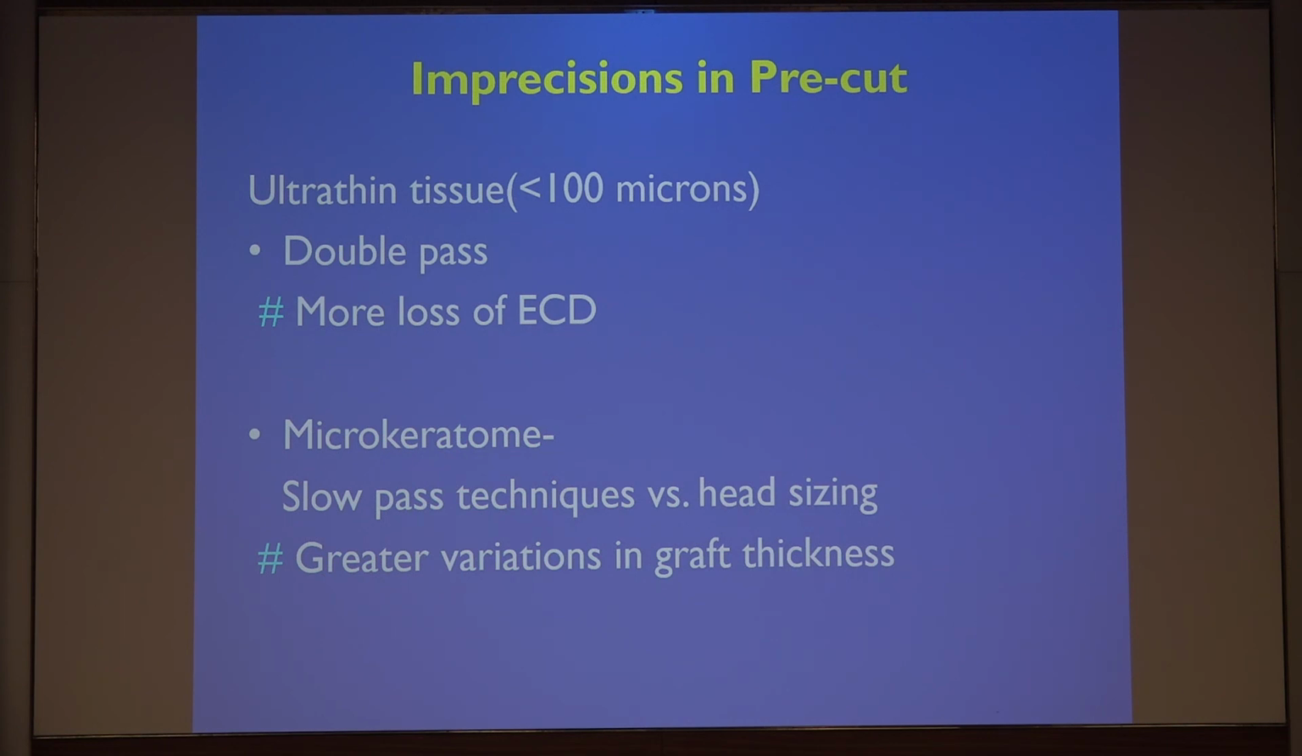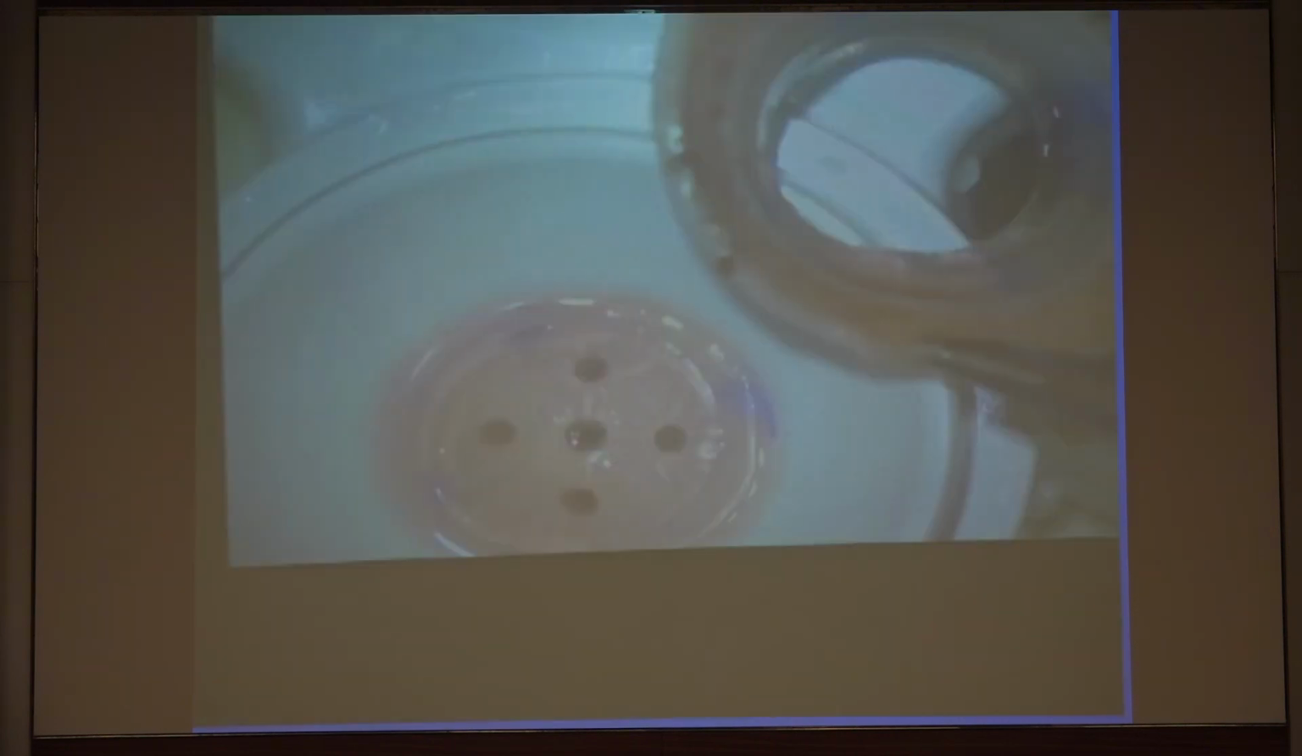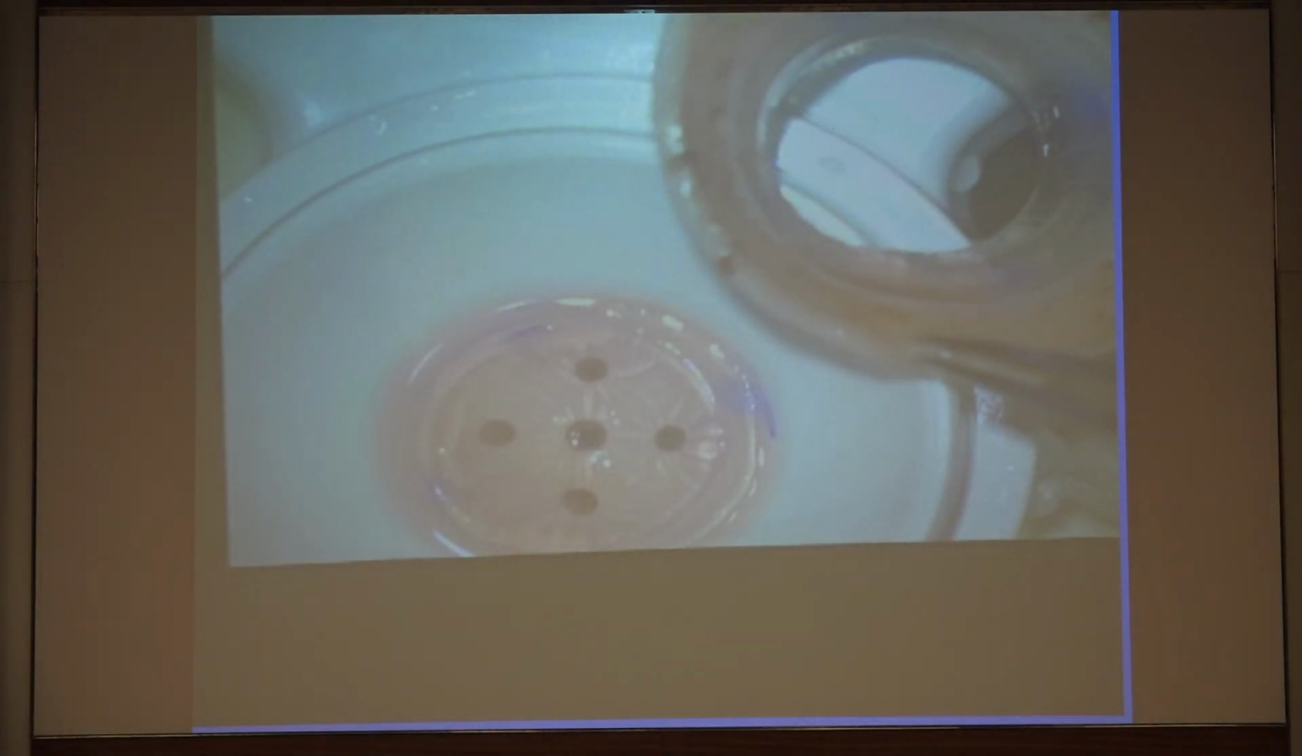With the microkeratome, the ultra thin can also be prepared by slow pass technique, if you run the motor in slow motion, versus head sizing. And there can be two methods of doing this. Now, with the slow pass technique versus head sizing, you can have greater variations in the graft thickness overall. Now, this is just to show, like in this particular case, the centration was exactly precise. So you can see a rim like this. This is basically where the cut has passed right into the center, and you have a ring. So one needs to be mindful of this kind of attachment. This ring can be easily pulled off.